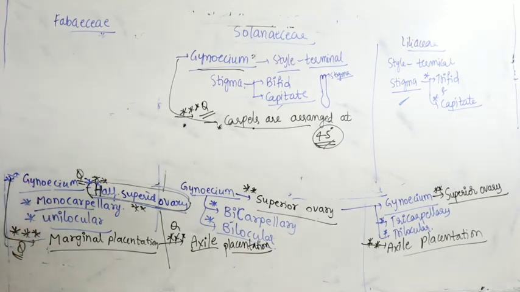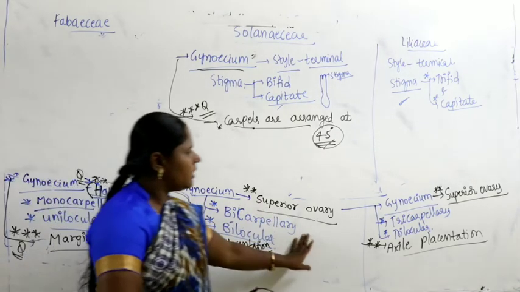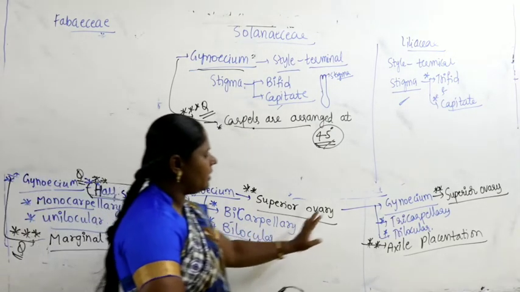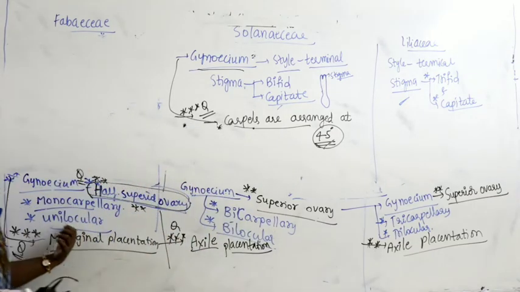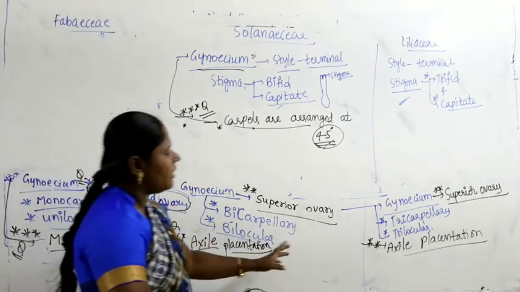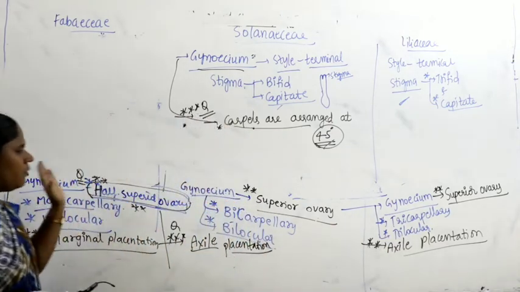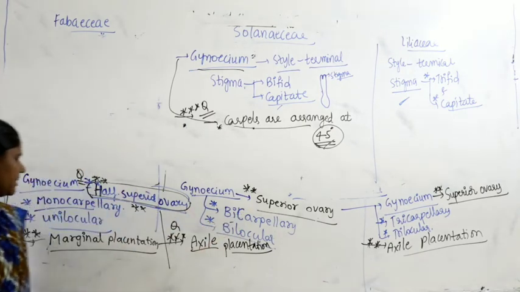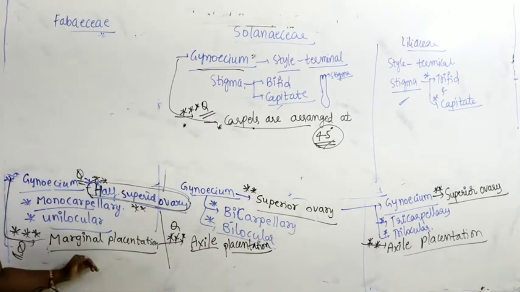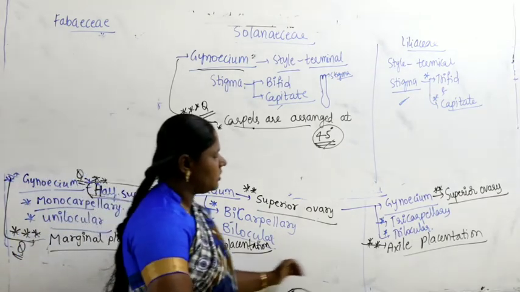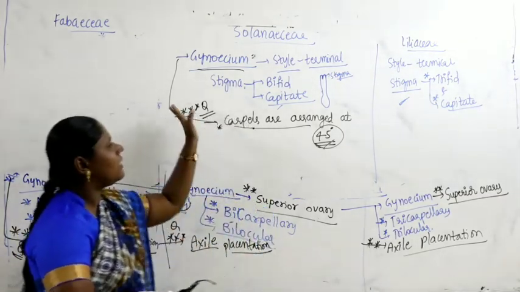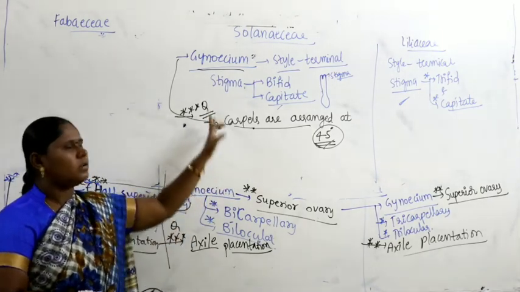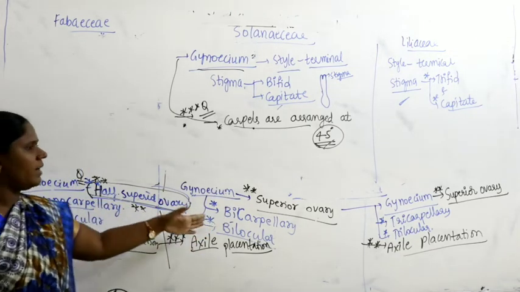So what are the gynoecium characters? Half superior ovary here, superior ovary there. Monocarpellary condition here, bicarpellary, tricarpellary. Here it is unilocular, here bilocular, here trilocular. That is why we take the ratio 1:2:3, meaning 1 carpel, 2 carpels, 3 carpels. Here very importantly we find marginal placentation, here it is axial placentation, and here also axial placentation. Other conditions are very common, but carpels are arranged at 45 degrees for Solanaceae members. Now this is what we have for the gynoecium.